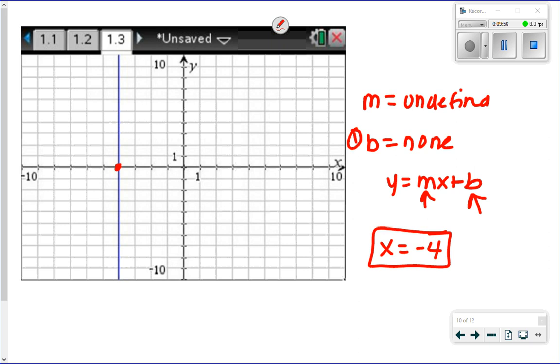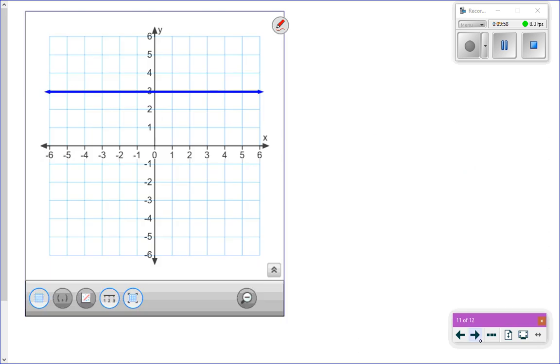Okay, last example. Got m equals and b equals. I need to find where it crosses the y-axis, and that is at 3. And the slope of a horizontal line is 0. Going back to those pictures and stuff that we were looking at before.